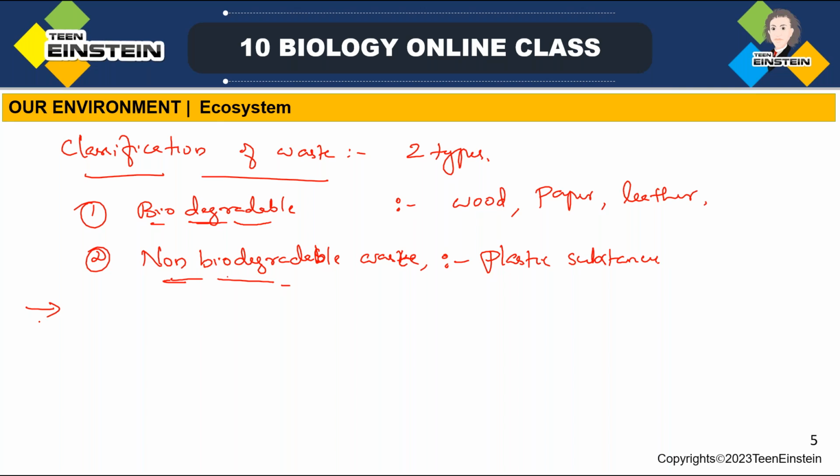So substances that are broken down by biological process or microbial action are called biodegradable waste. Examples are wood, paper, and leather. Non-biodegradable waste means waste which cannot be degraded by biological action or microbial action. Plastic substances are non-biodegradable waste.